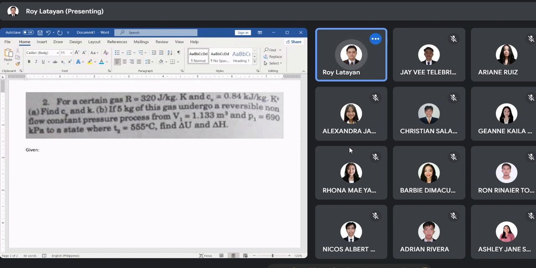So, here is the problem. For a certain gas, R is equal to 320 joule per kilogram Kelvin, and Cv is 0.84 kilojoule per kilogram Kelvin. Find Cp and k. If 5 kilogram of this gas undergoes a reversible non-flow constant pressure process from V1, P1 to P2, find delta U and delta H. So, given tayo ng R na equal to 320 joule per kilogram Kelvin. Given tayo ng Cv, 0.84 kilojoule per kilogram Kelvin.